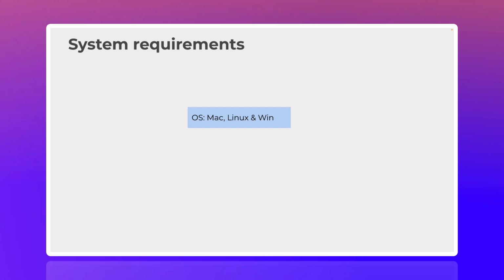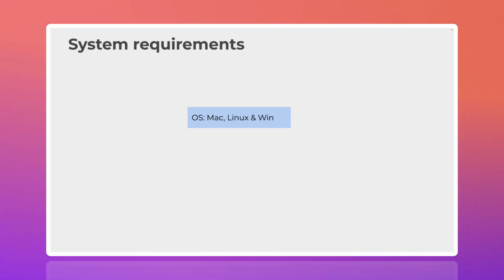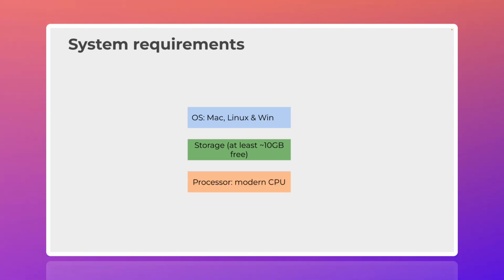First of all, Ollama supports Mac, Linux, and Windows, and I'm sure other operating systems as well, but these are the main ones. And also make sure that you have at least close to 10 gigabytes of free storage on your machine. This is very important because, as you will see, some of these models require a lot of space. And also processor. As long as you have a modern CPU processor, you should be fine, and most of you should have that in place. Okay, so just something to keep in mind.